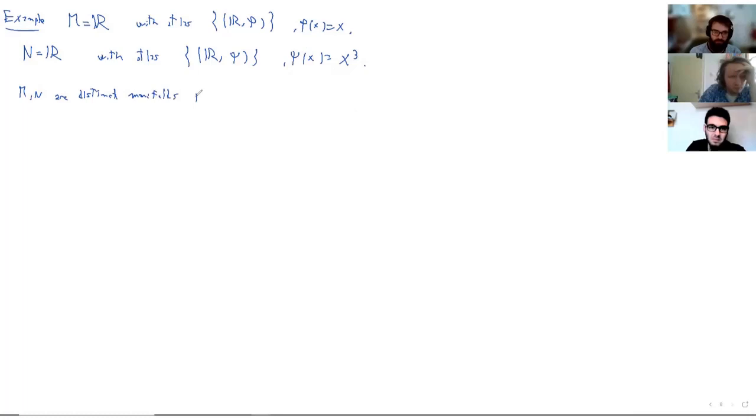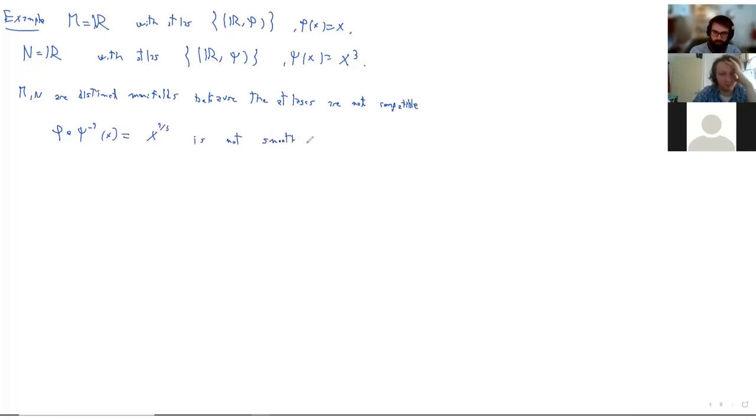So these are two different manifolds because the atlases are not compatible. To see this, we observe that phi composed phi inverse of x is the cube root, and this is not smooth. They're the same as topological manifolds, but they're not the same as smooth manifolds. Okay. Nevertheless, they are diffeomorphic.